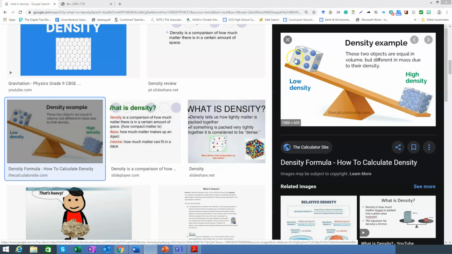Looking at this seesaw, this cube is the same volume as the cube here on the right side. On the left side, we see that the matter is not tightly packed. Since the matter is not tightly packed, it is considered to have a low density. Here, we have where the matter is tightly packed together, and this is high density. So low density, less matter packed. High density has a higher amount of matter that's packed together.